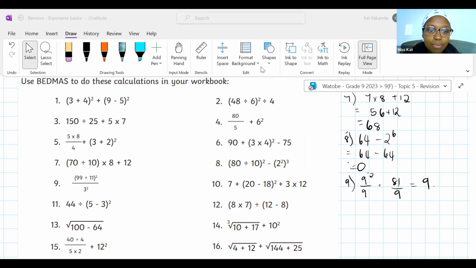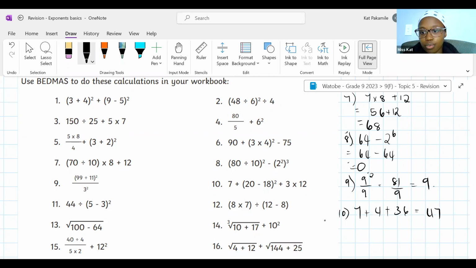I see there's more people in the class building up. Write down your answers, guys. We're supposed to do this in our own time. Number 10, 7 plus 4 plus 36, which is 47. If I make a mistake or you don't understand, just raise your hand and let me know. Remember, this is revision. If you are completely and utterly lost, you can rewatch the lessons that we have uploaded on the website. Okay, we just finished the exponents course, so it shouldn't be difficult to find.